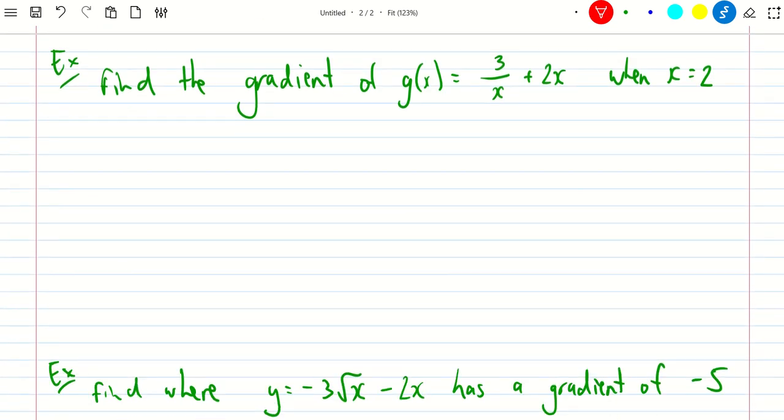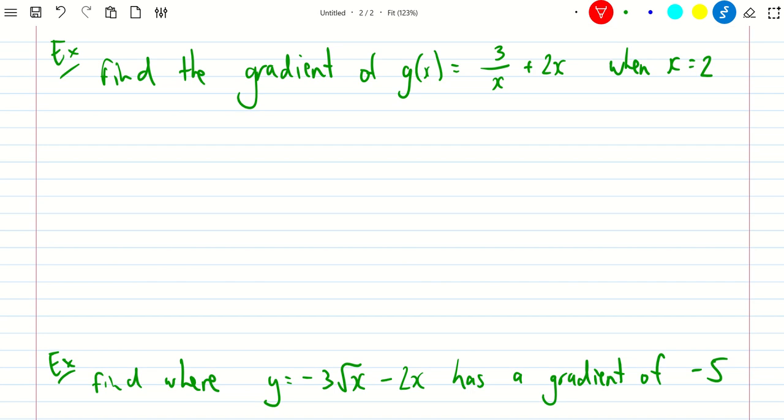Let's have a look in the application. Let's actually find the gradient of a function here. So we want to find the gradient of g of x is equal to 3 over x plus 2x when x is equal to 2. So remember, the derivative tells us the gradient at any point. So the first thing we need to do is find the derivative, and then we just need to substitute x equals 2 into the derivative function, and that will tell us what the gradient is.